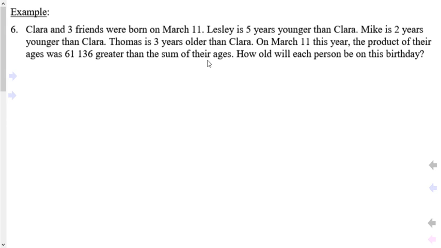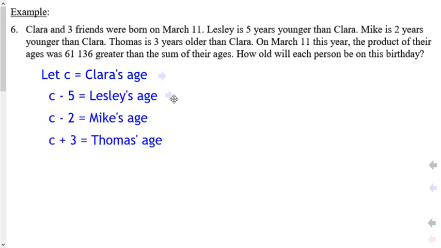Well, we want to know how old each person will be on this birthday. Clara is the one that everyone else is referenced to, so I'm going to say that C will represent Clara's age. Now we have these 3 friends, but we can represent all of their ages in terms of Clara's age. So I can come up with these other 3 expressions that describe Leslie's age, Mike's age, and Tom's age.